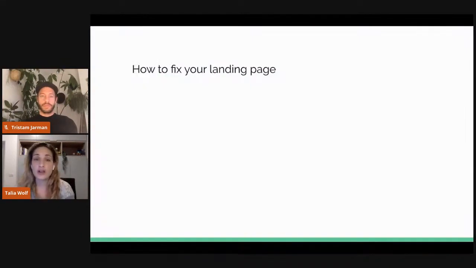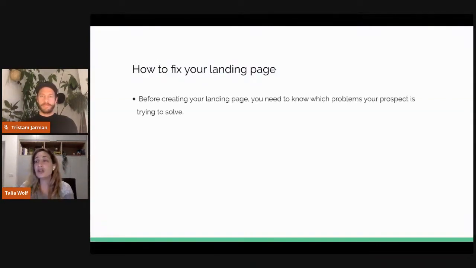And here are quite a few ways you can do that. So number 1, before creating a landing page, you need to know which problems your prospect is trying to solve. So do your research. Go where your prospect is and look for those questions that they're asking, the problems that they're mentioning. You can do this in Facebook groups and forums, on Quora, and articles, and even on your competitors' websites, looking at the reviews that they're getting. Simply put, when you solve real problems, people are more likely to connect with you and convert.